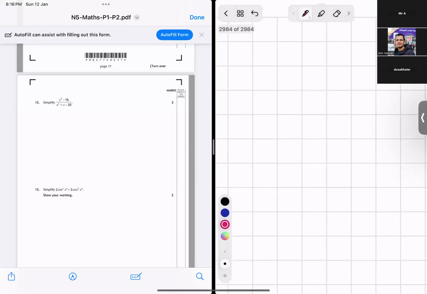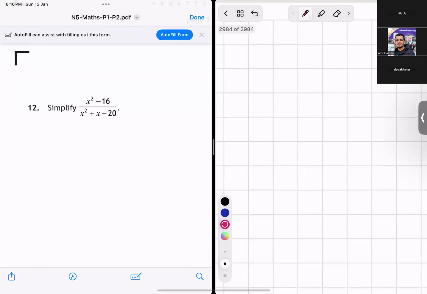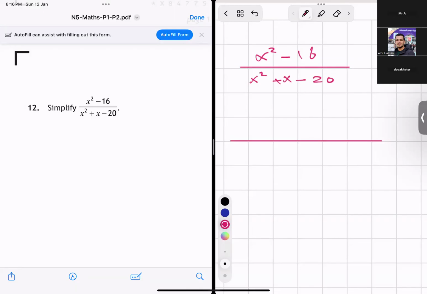Okay, let me go a little bit further to this one. So all of a sudden he asked me to simplify it, to make it much more simple. Let me write it. So x squared minus 16, this is the upper part, lower part, x squared plus x minus 20, right? I think this one sounds like the same difference between two squares, right? It's going to be x and x, right? What about 16?